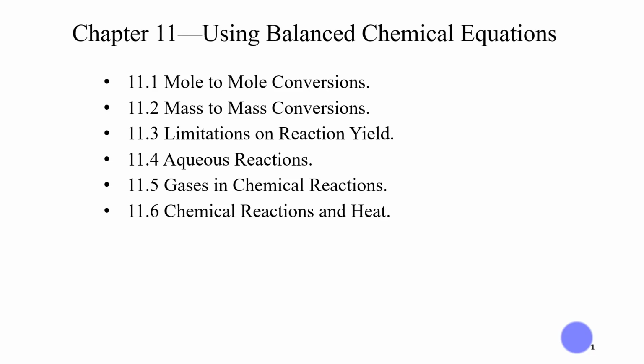In Chapter 11, we are going to be building upon the information that we've already learned. We've learned how to write and balance chemical equations, and now we're going to put together that information with the moles that we learned back in Chapter 1, and how to calculate amounts for products or reactants given other amounts. So we're going to talk about multiple conversions, mass-to-mass conversions, limiting reactants, yield, etc., etc.